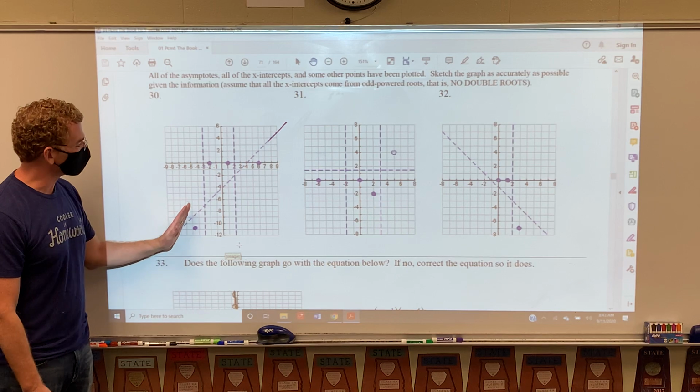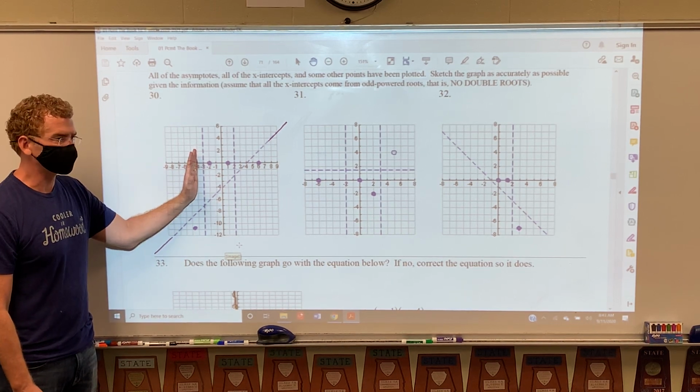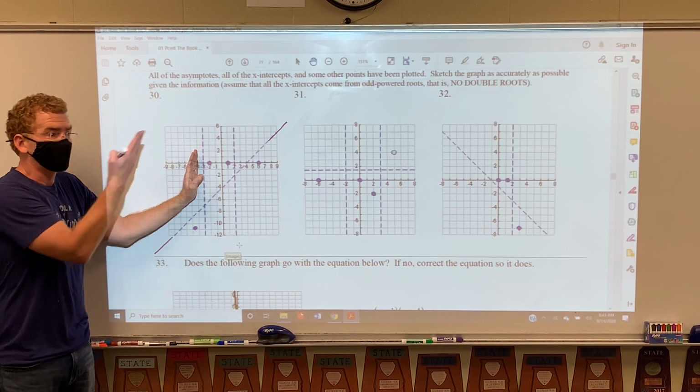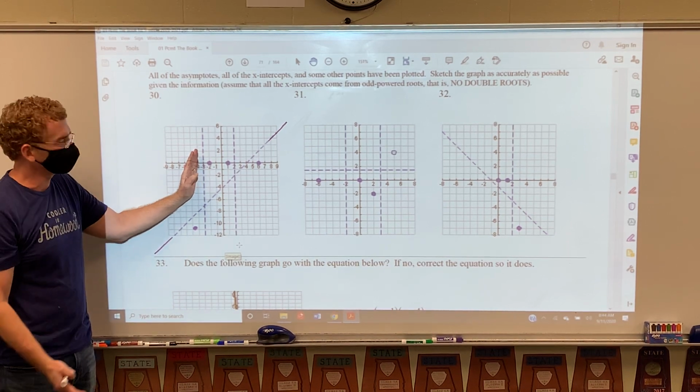Because for me to go up, I would have to cross again. And I can't, because all the x-intercepts were given. So that option doesn't work. So by default, it must go the other way.